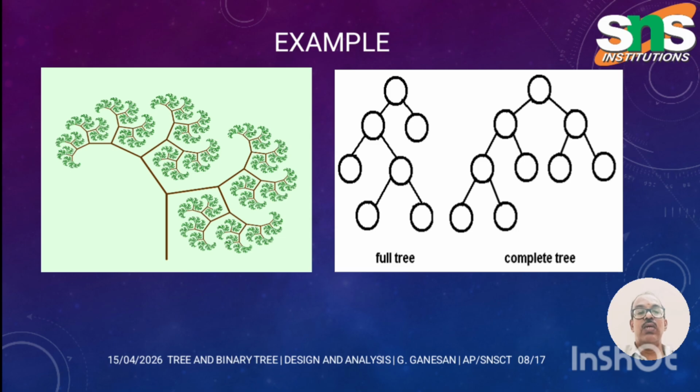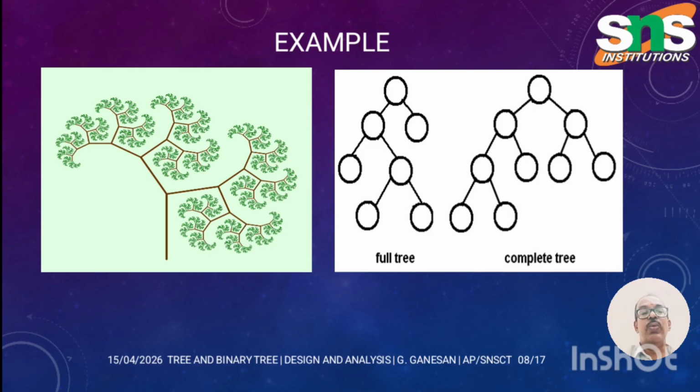An example is given here on the right side, the types of trees in data structures: a full tree and a complete tree. What is the difference here? Check that the top node, the root node, has two children, and the left node has two children, the right node has no children. So this is called a full tree.